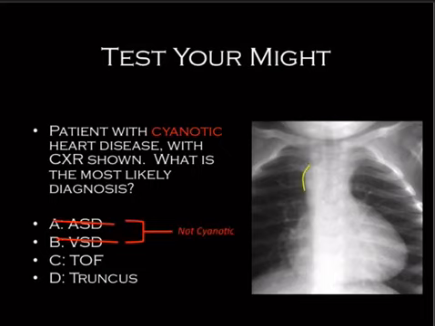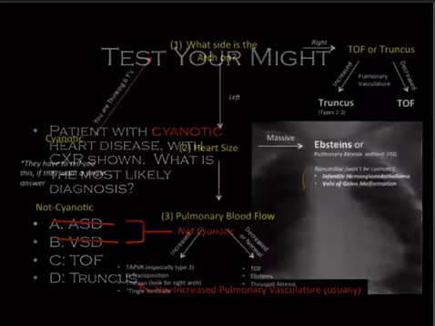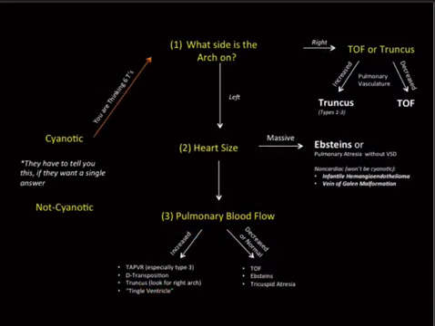And then we notice that there's a right arch, but that doesn't help us so much because both TOF and truncus can have right arches. If you're asked to choose with no other information, you would pick tetralogy of Fallot because it's more common, even though truncus is more closely associated with it. The way you can tell the difference is that truncus usually has increased pulmonary vasculature, and tetralogy of Fallot does not. So we're over on this part of the graph here.